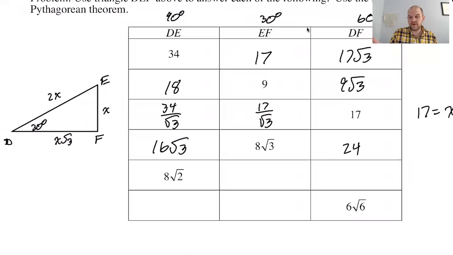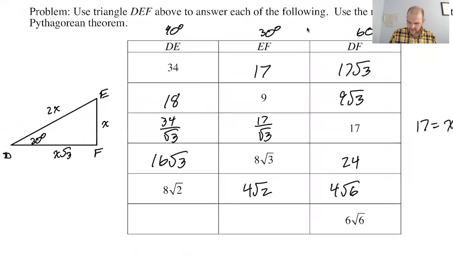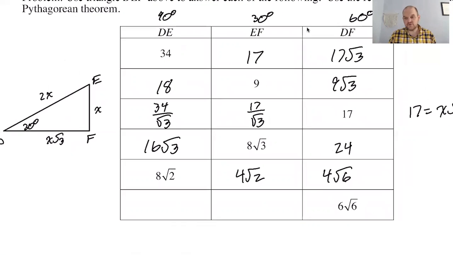Now there's a root 2 involved for some reason. I don't know. That's the hypotenuse. The side opposite 30 rather, is half of that. So this will be 4 root 2. And I got to multiply that by root 3 to get the side opposite 60. So that'll be 4 root 6. And then for the next one, the side opposite 60 is 6 root 6.